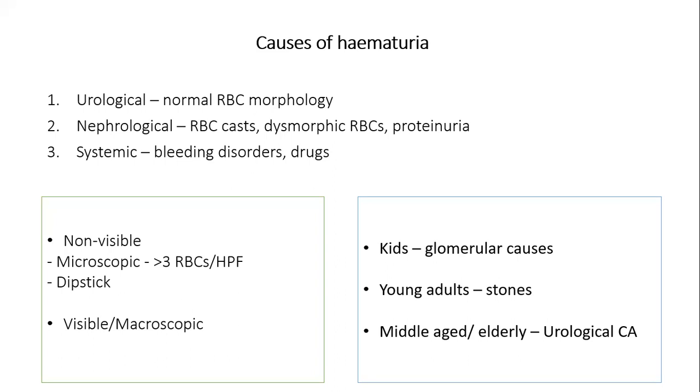Or else it could be something like a drug. So a drug also doesn't act only on one place. It can act everywhere in the body. So it's called systemic. So we are mainly concerned about the urological causes of hematuria.